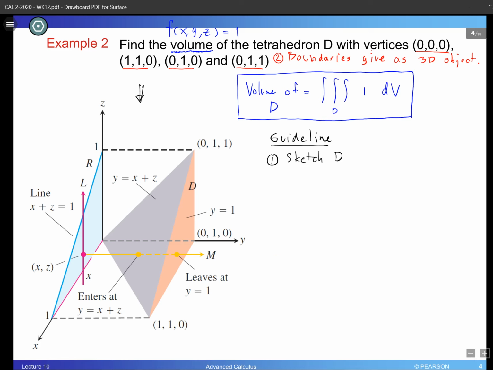So here, let's take a look at the tetrahedron. The first vertex is right here at the origin. Next one is 1, 1, 0 right here. Next one is 0, 1, 0, which is right here. Last one, 0, 1, 1 right here. And when you connect all of them, you are going to get this shape in the space. Okay?